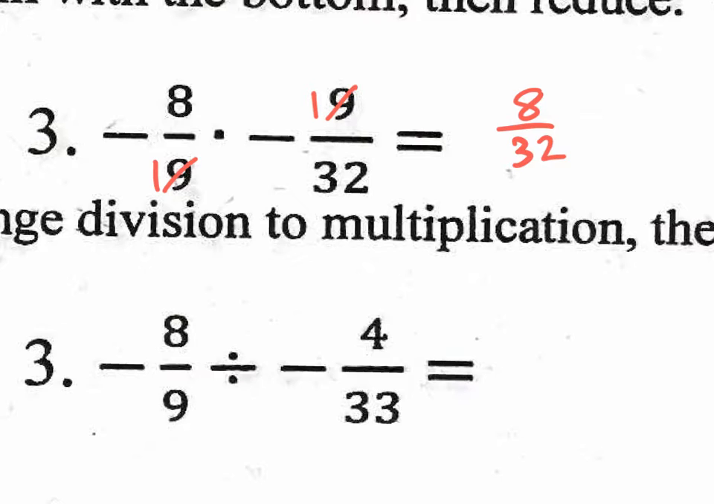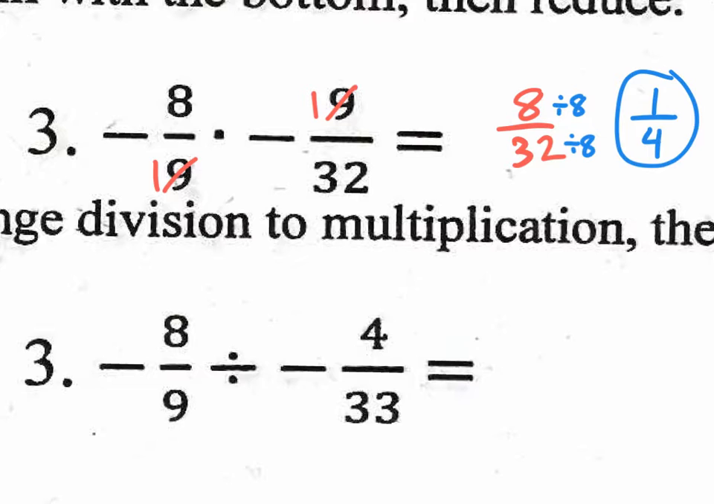If you don't see that you could reduce by 8, you could reduce by 2. You could make this a 4, you can make this a 16. Then you could reduce the 4 further to a 2 and make the 16 become an 8. So you could keep dividing by 2 if you're not really good at reducing. But I see that 8 and 32 could both be reduced by 8. And I'll get 1 over 4. So that would be my final answer, 1/4.